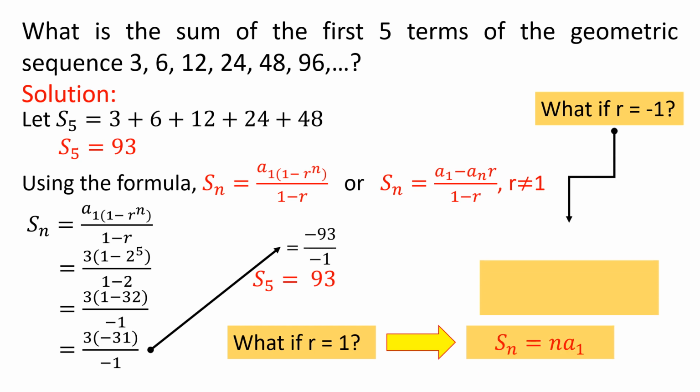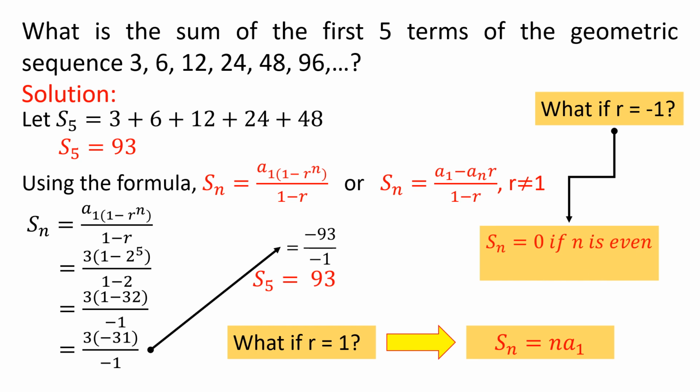Let us see what formula is needed to solve the sum of the terms in the geometric sequence. As you can see in our presentation, S sub n is equal to 0 if r is equal to negative 1 and n is an even number. How about if n is an odd number? What will happen to the sum? The sum is equal to a sub 1 if n is an odd number. It means that a sub 1, our first term, will be the value of the total of the terms in the given geometric sequence.